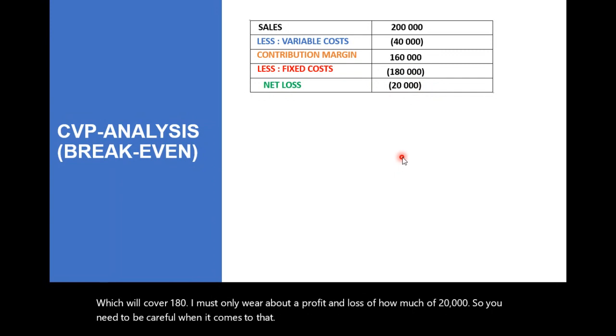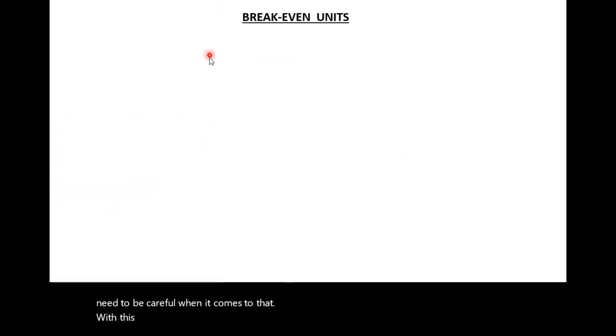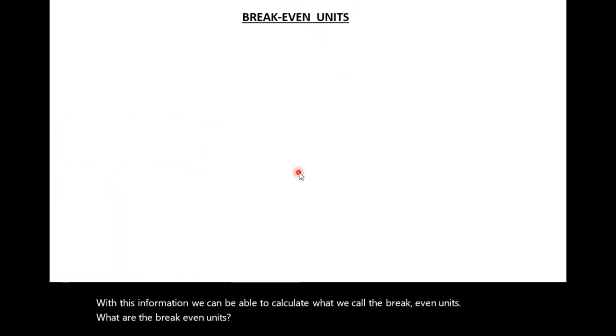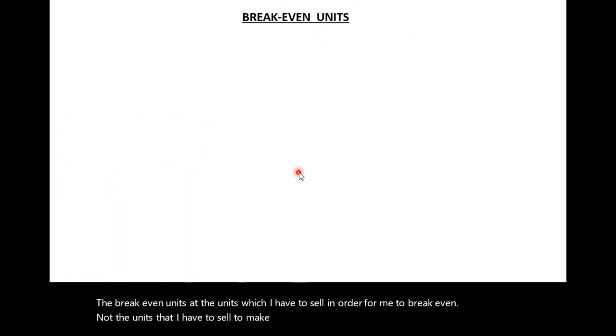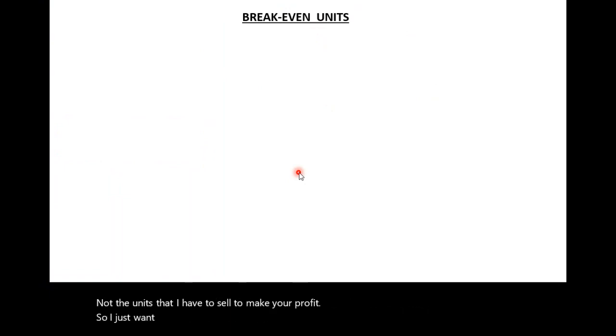Now, with this information, we can calculate what we call the break-even units. What are the break-even units? The break-even units are the units which I have to sell in order for me to break even, not the units that I have to sell to make a profit. So I just want to know, okay, I don't want to make a profit now. I don't want to make a loss. How many units must I sell for me to break even?